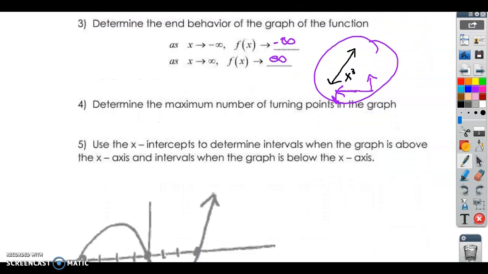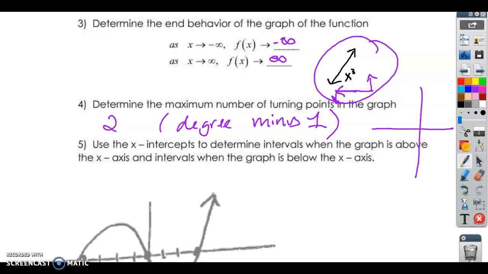Determine the maximum number of turning points on the graph. Okay, that's just the degree minus 1. So, turning points of a quadratic: 1, 2. Only 1, right? Here's a cubic. 1, 2, 3. There's only 2 turning points. So it's the degree minus 1.